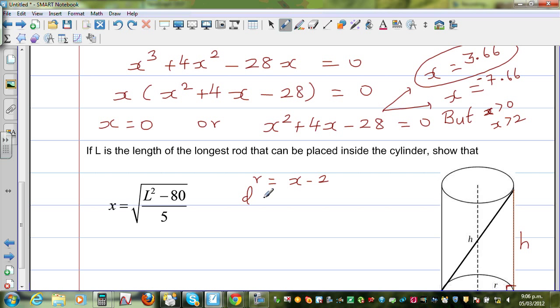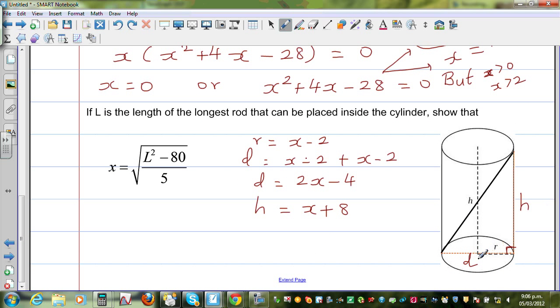Your radius is x minus 2, which implies your diameter is 2r, or radius plus radius. So your diameter is x minus 2 plus x minus 2, which is 2x minus 4. Your height is x plus 8. So let's read the question: if L is the length of the longest rod that can be placed inside the cylinder, show that x is equal to this formula. So you have to make x the subject. Your diameter is 2x minus 4, and your height is x plus 8.